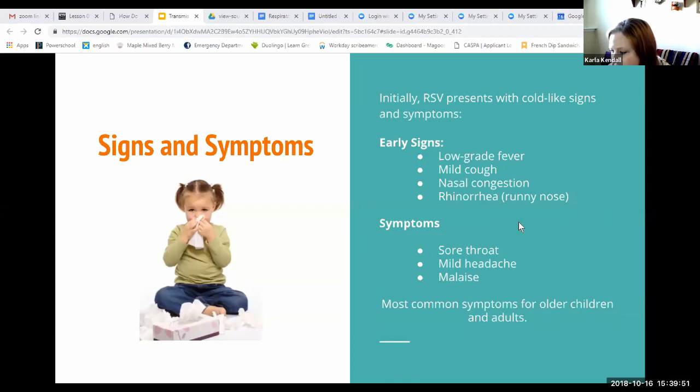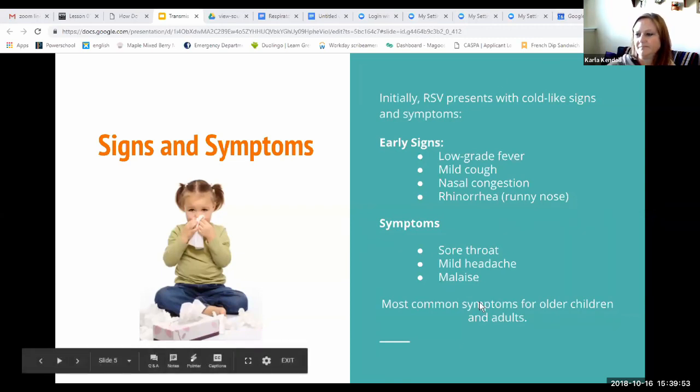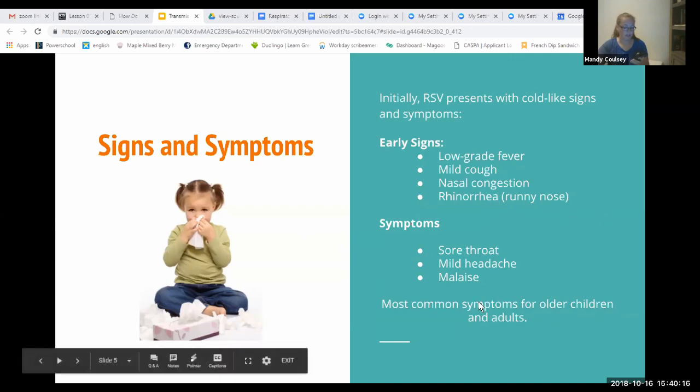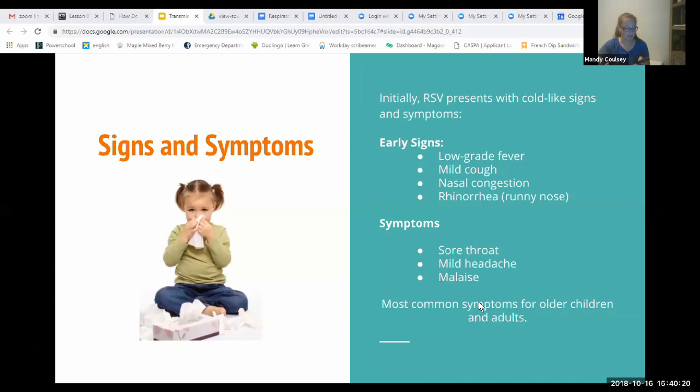Okay, and I'm Mandy, and I'll talk more about the signs and symptoms. The signs and symptoms can vary widely, and how a patient presents and the severity of the symptoms depend on the strain of the virus, like Joseph talked about, and the risk factors of the infected individual. Initially, in most people, RSV appears as a cold-like illness with nasal congestion, runny nose, mild cough, low-grade fever, sore throat, or a mild headache. Those are the most common symptoms in older children and adults with no risk factors.